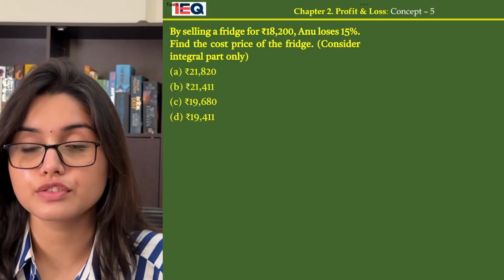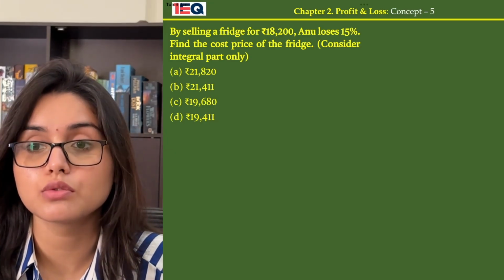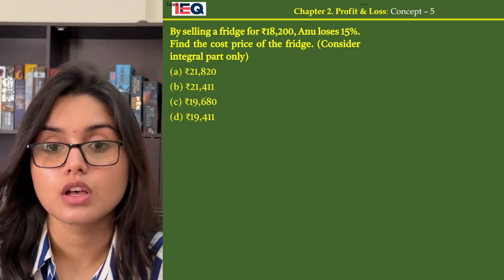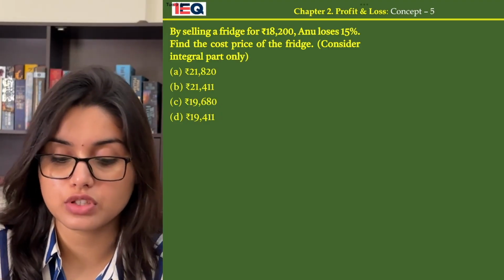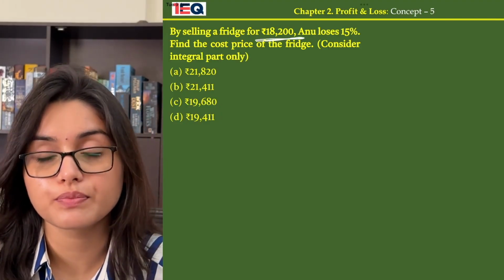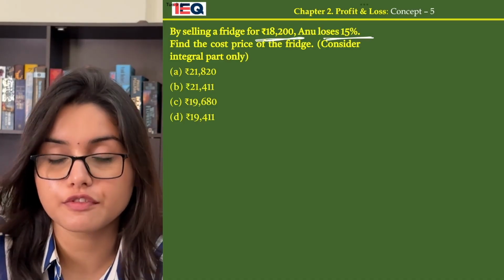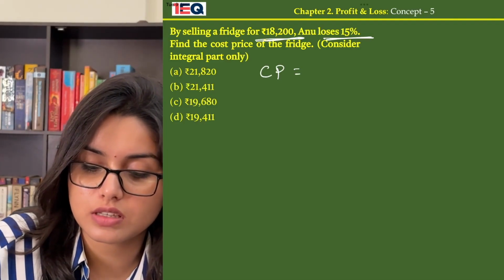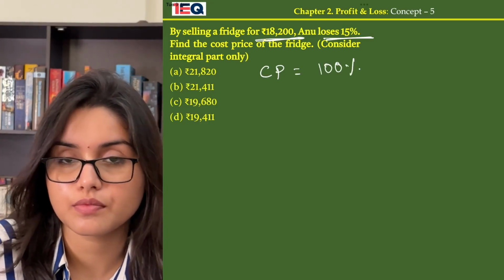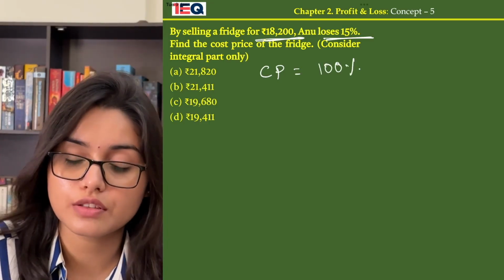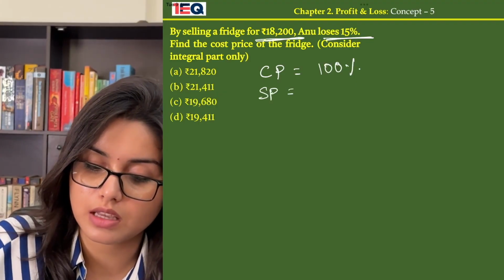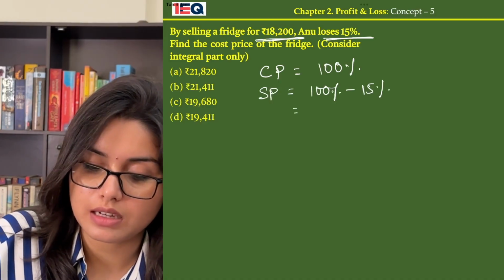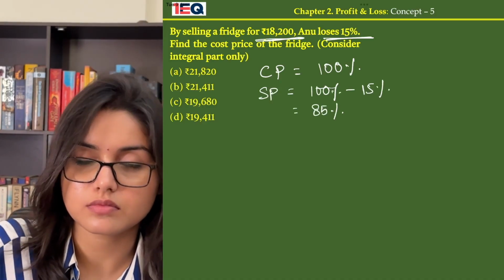By selling a fridge for 18,200, Anu loses 15%. Find the cost price of the fridge. So, the selling price of the fridge is given as 18,200 and the loss incurred is 15%. So, let's assume that the cost price of the fridge is 100%. And considering the loss is 15%, my selling price will then become 100% minus 15%, that is 85%.